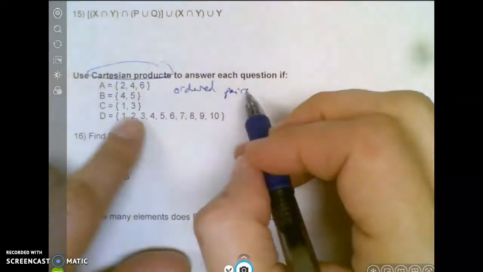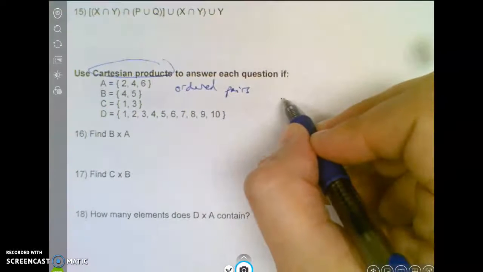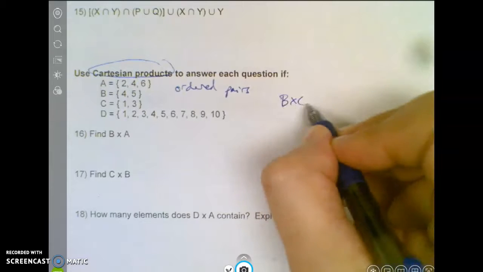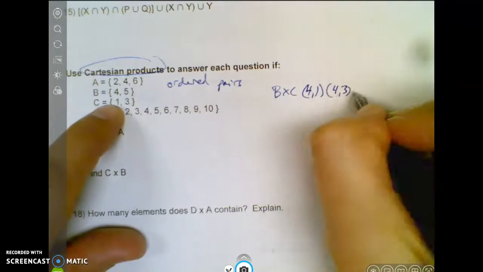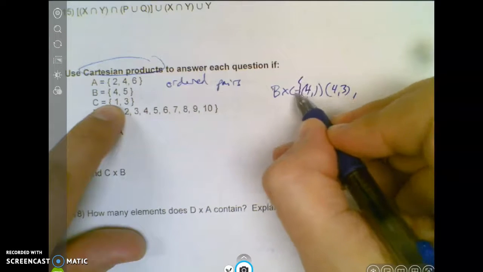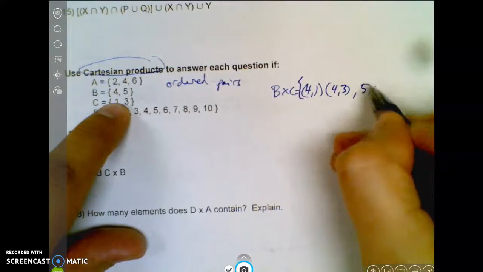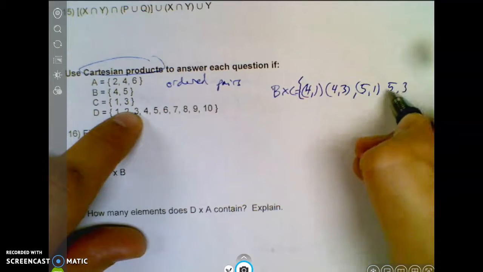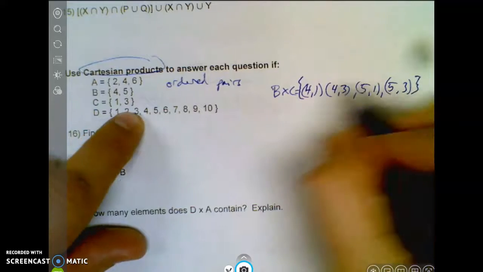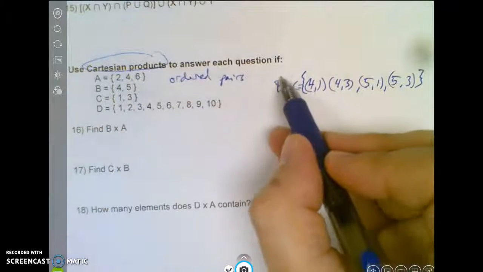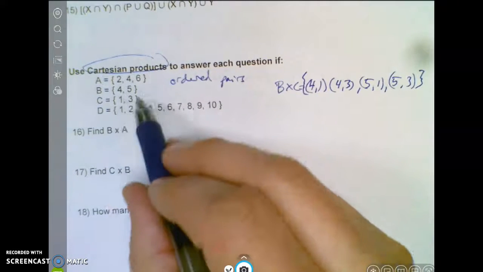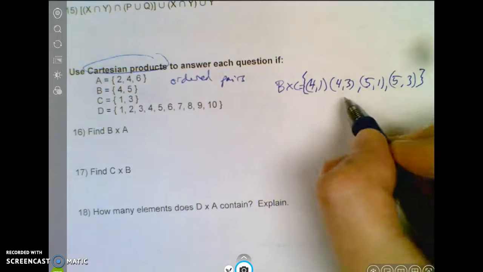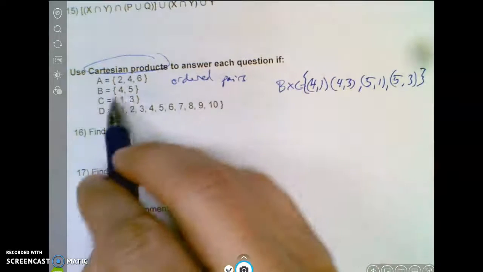And remember, ordered pairs, like if I did B crossed with C, I would go 4, 1 and 4, 3 ordered pairs. And I would go 5, 1 and 5, 3. A Cartesian product is making ordered pairs where the x part would come from B and the y part would come from C. So 4, 1, 4, 3, 5, 1, 5, 3. Total number of elements is 4 because it's 2 times 2.